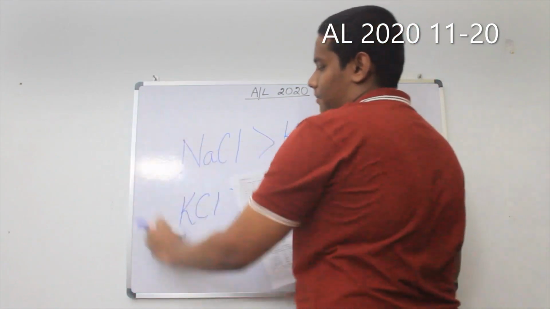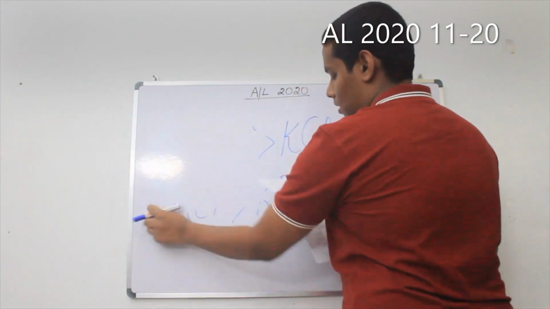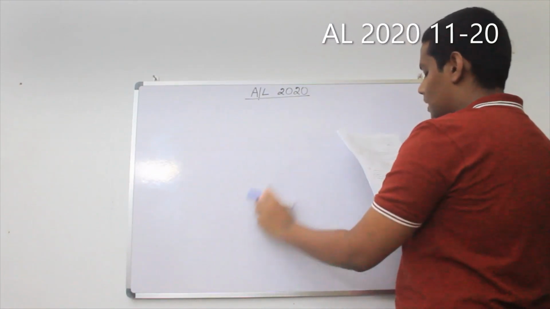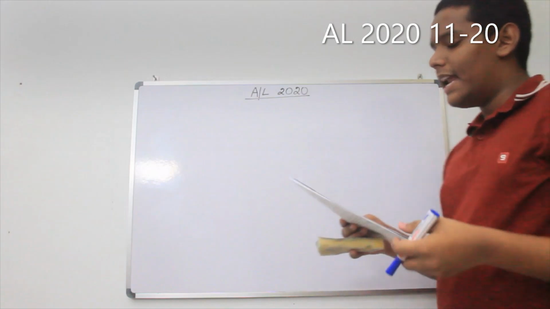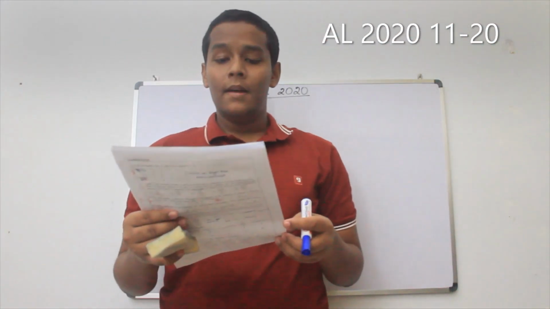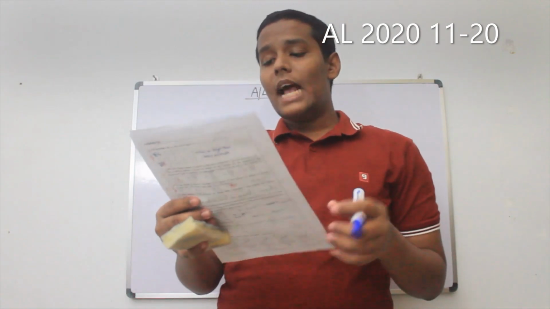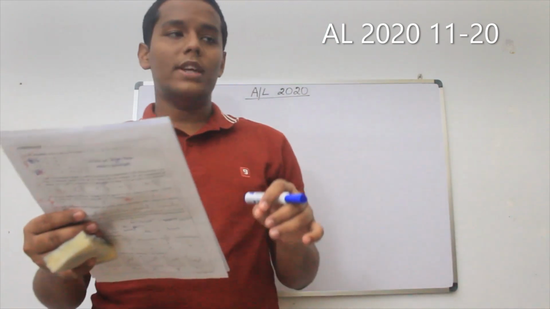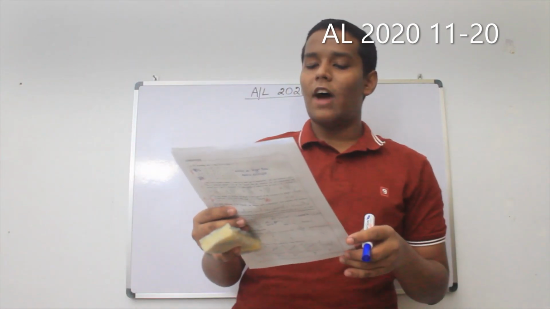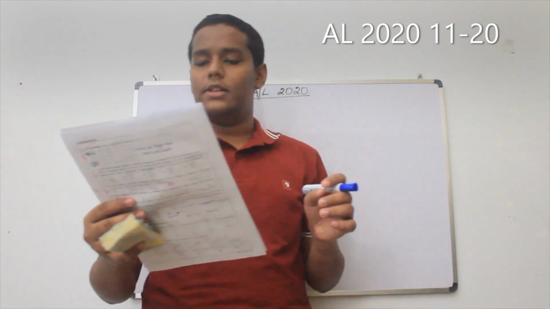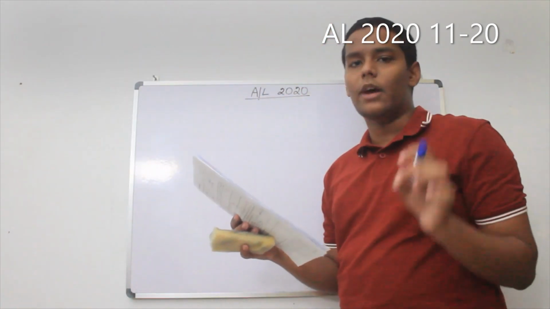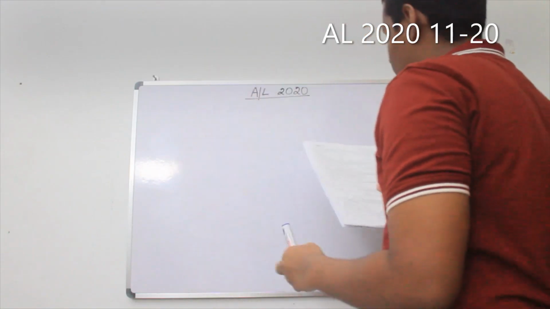Question number 13. Standard combustion enthalpies of H2 gas, carbon solid and CH3OH liquid are given. Numerical values for combustion enthalpies are given. Enthalpy of vaporization of CH3OH liquid is also given. The question is asking what is the enthalpy of formation of 1 mole of gaseous CH3OH. This question has a lot of mathematical calculation that you have to do. We'll go one by one slowly.